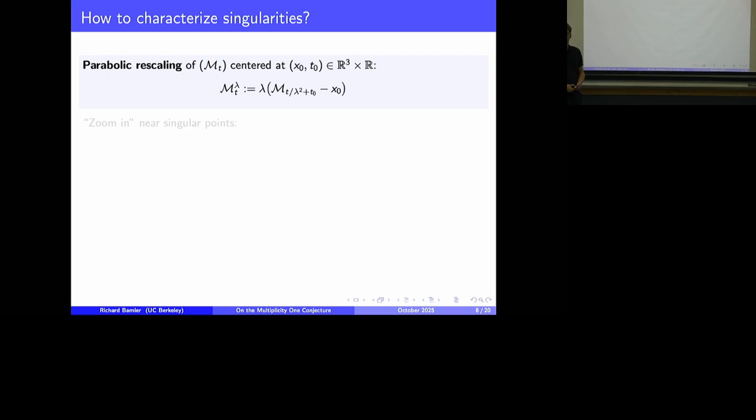So the idea is that the mean curvature flow equation is invariant under rescaling of distances by some factor lambda and time by some factor lambda squared. Okay, so you can think of distances as being measured in meters and times as being measured in square meters. Okay? So this preserves the mean curvature flow equation, and this allows us to zoom into the flow near singular points.